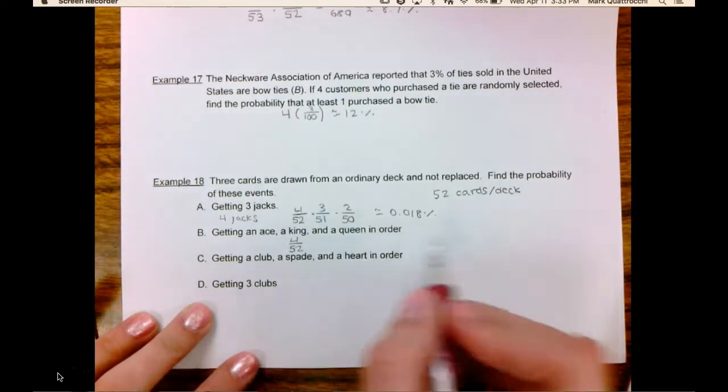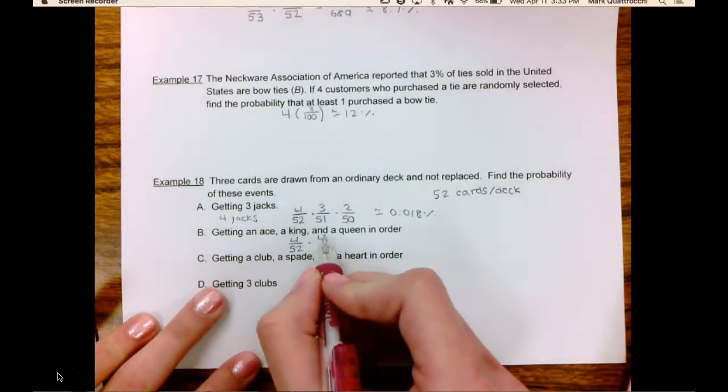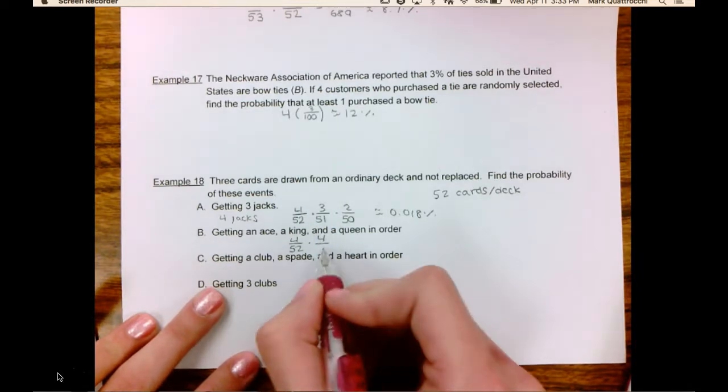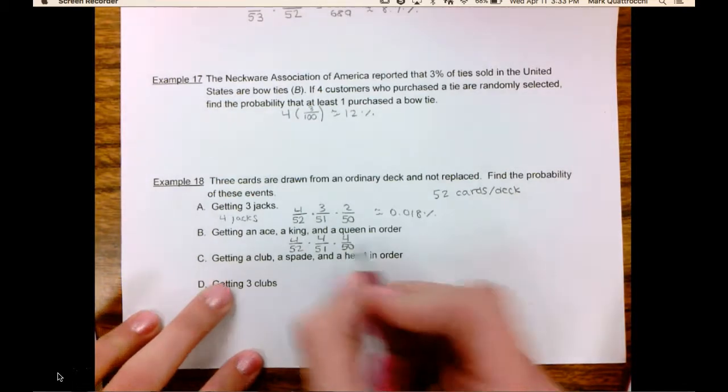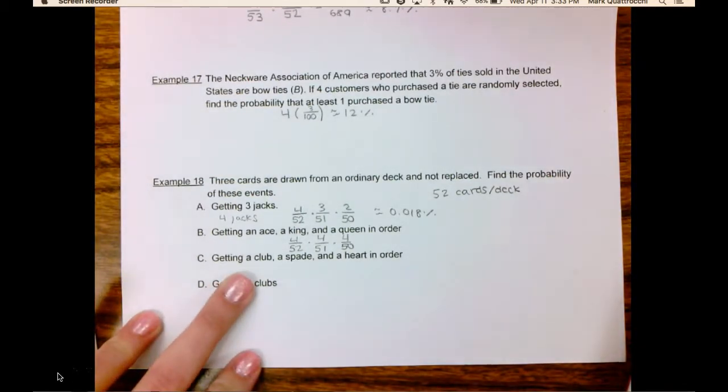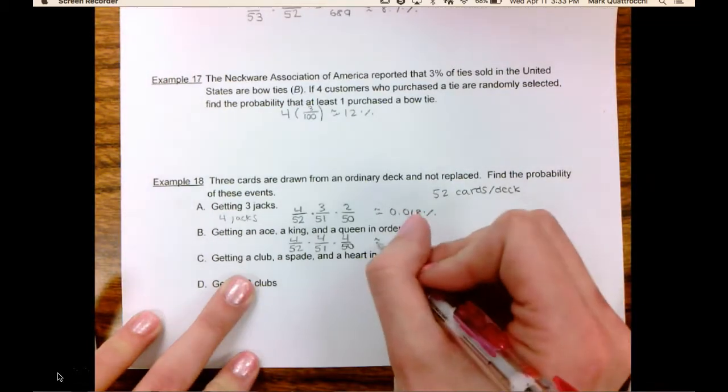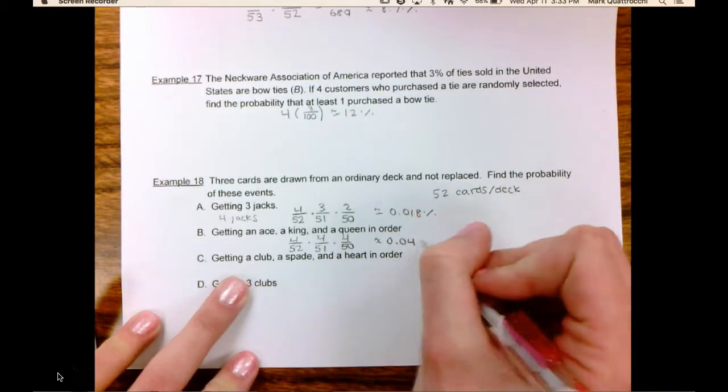Getting an ace, a king, and a queen in order, there are 4 aces and 4 kings and 4 queens, but each time you remove a card. So 4 over 52 times 4 over 51 times 4 over 50. Because there are 4 of each, but then for the second pick, you only have 51 cards to choose from, and for the third pick, you only have 50 cards to choose from. So that is 0.048%.